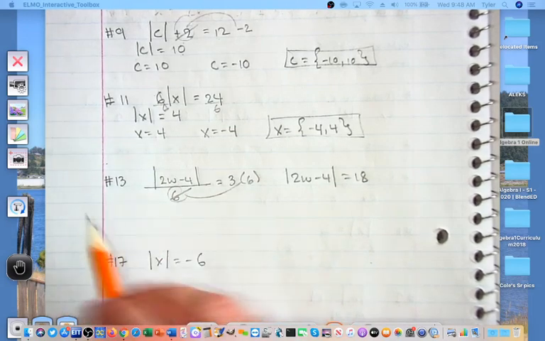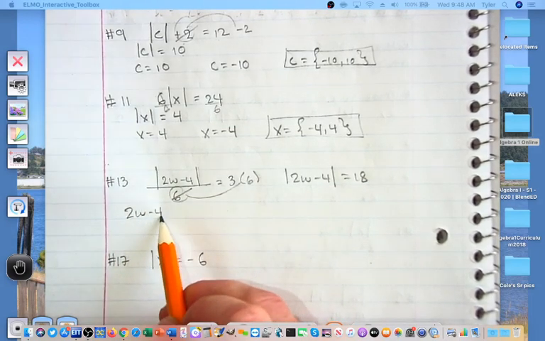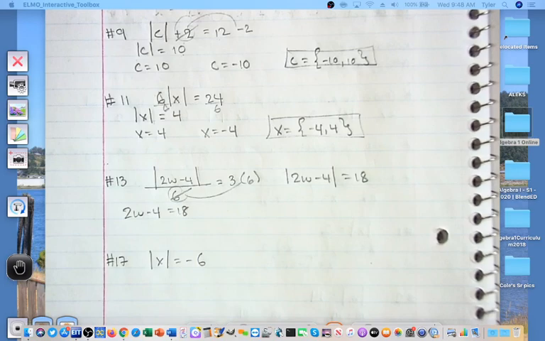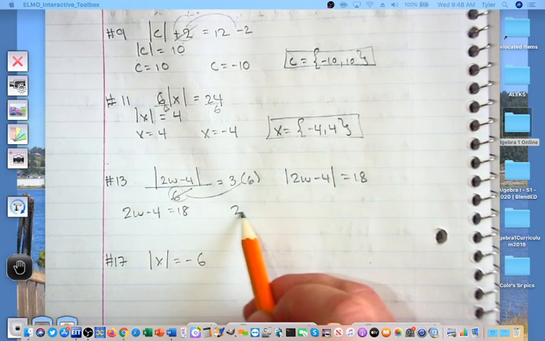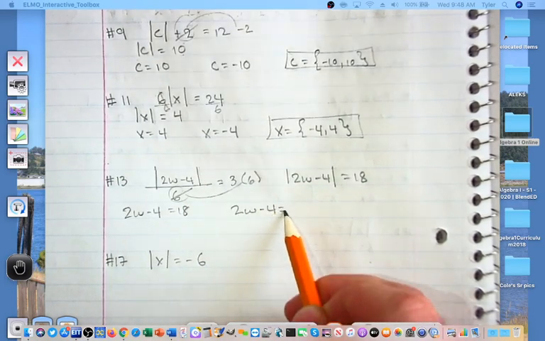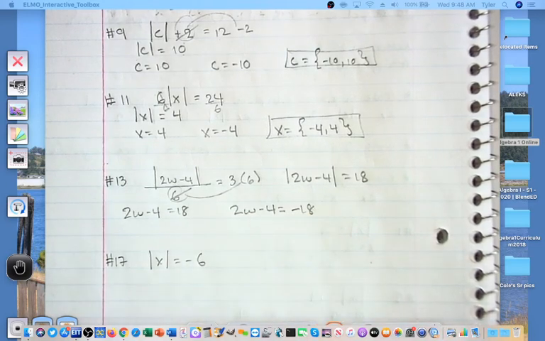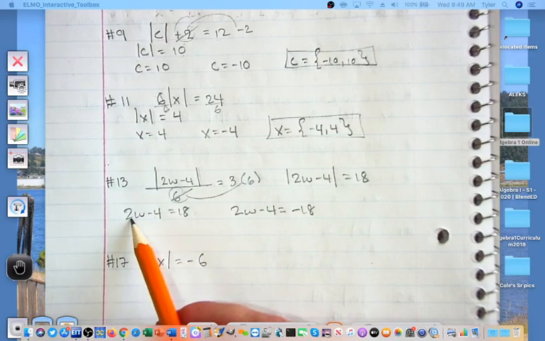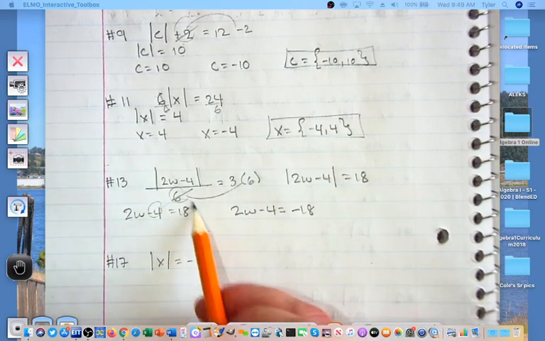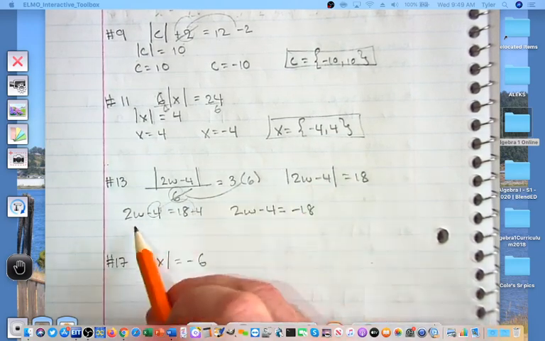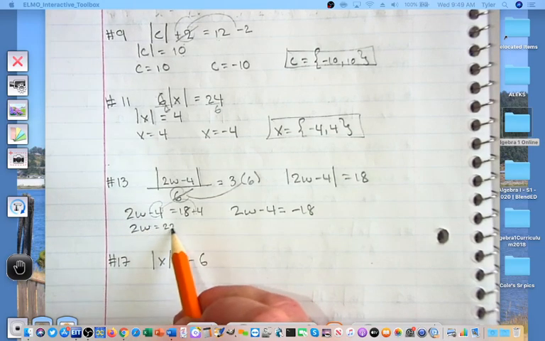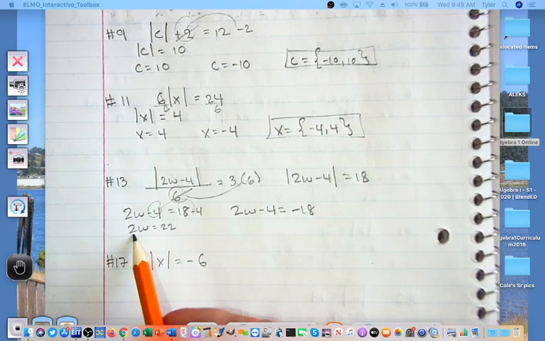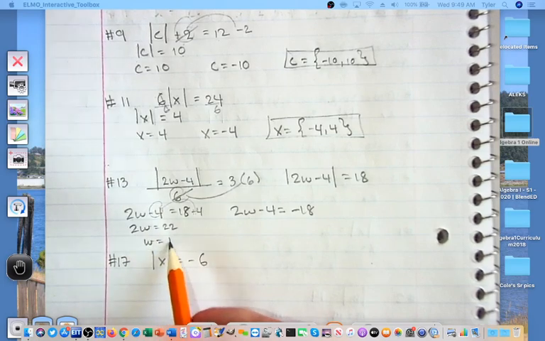I get 2w minus 4 equal to 18. And now my negative version, 2w minus 4 is equal to negative 18. Now in this case, to solve for w, in both cases I'm going to have to do a couple of steps. In this case it looks like I will first add 4 and then divide by 2. So let's add 4. That's going to give me 2w is equal to 22. And when I divide by 2, I discover that w is equal to 11.